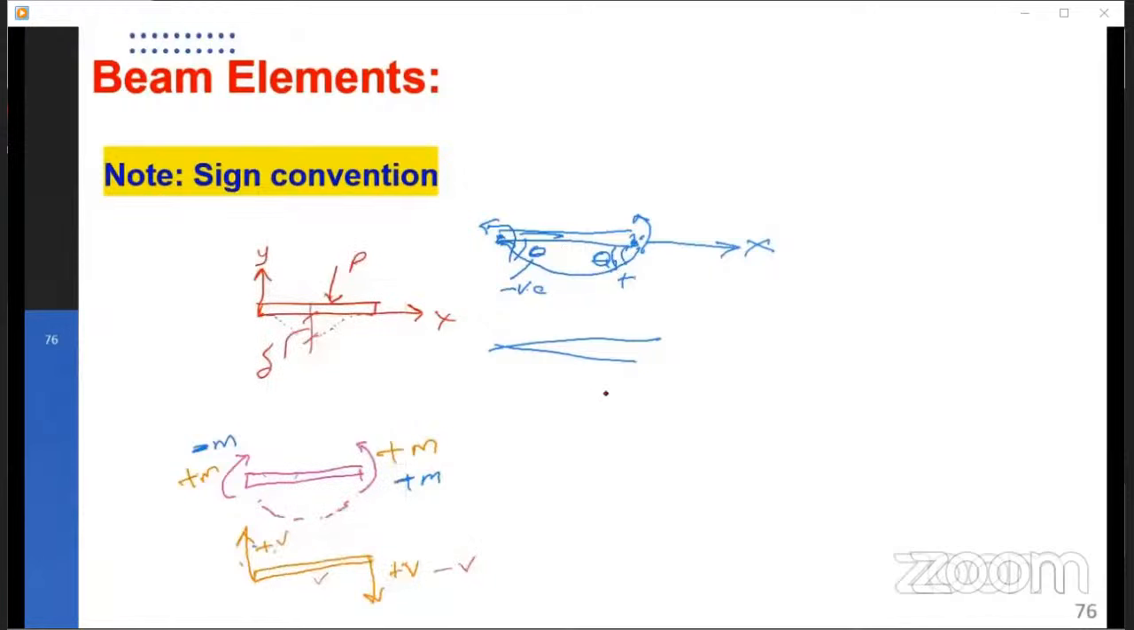So the sign convention: forces are positive in the positive y direction. Again, displacements are positive in the positive y direction. So from this axis, this displacement here would be negative dy, or negative d. Okay? That is the difference between the two sign conventions.